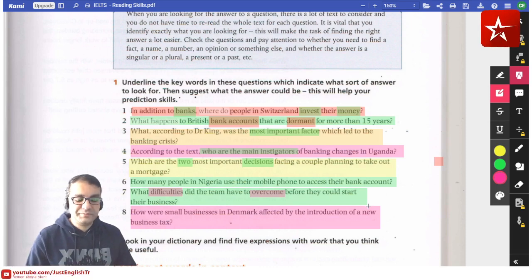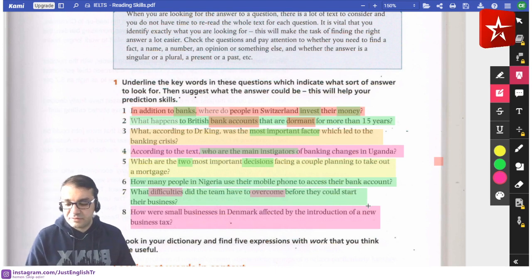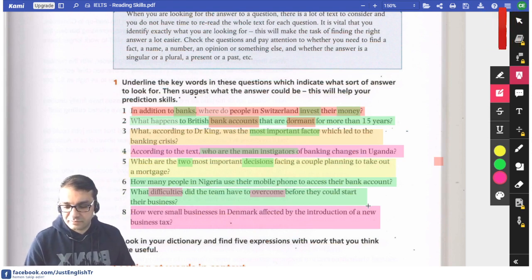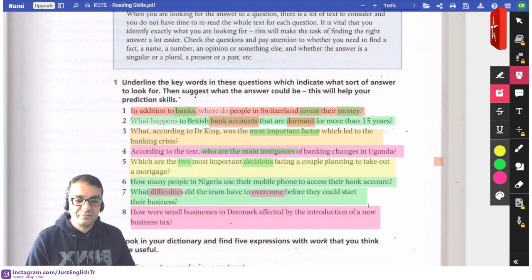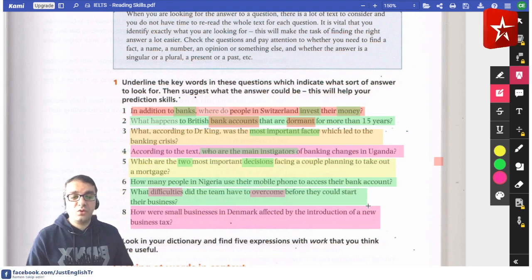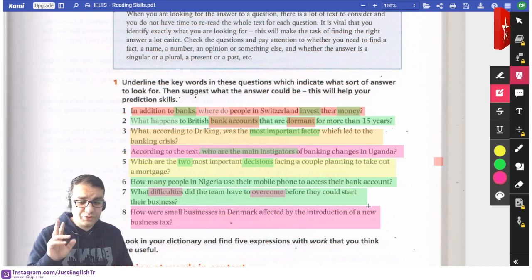What do you think? Dylan said, team start their business. So where is the team here? Okay, start their business. Chinky said small businesses. Yeah? Okay, we have two keywords to find the answer.